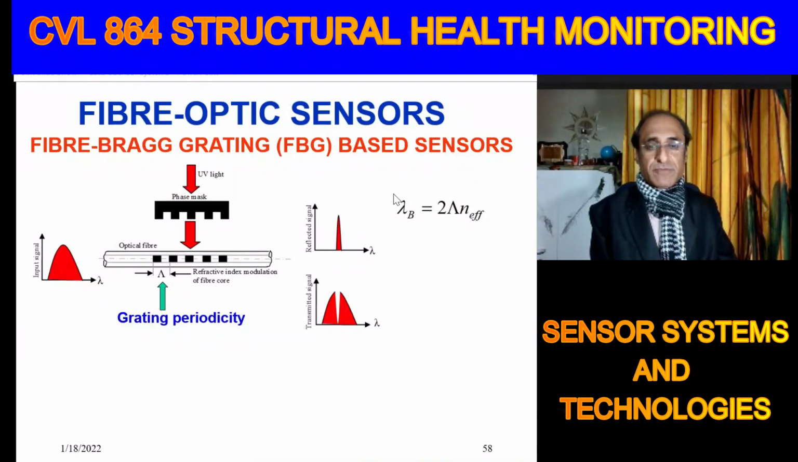So this is the expression for the Bragg wavelength. It's given by 2 multiplied by the periodicity. Here this lambda symbol is the periodicity and n effective is the effective refractive index of the fiber Bragg grating.